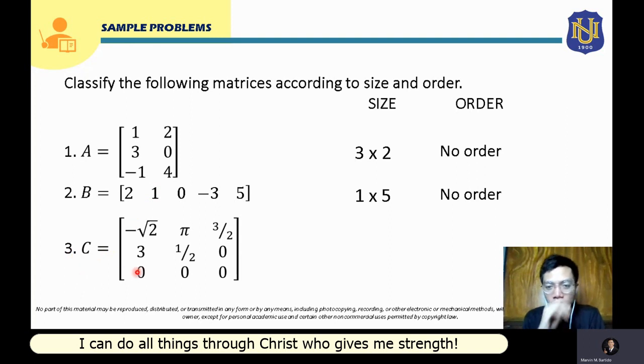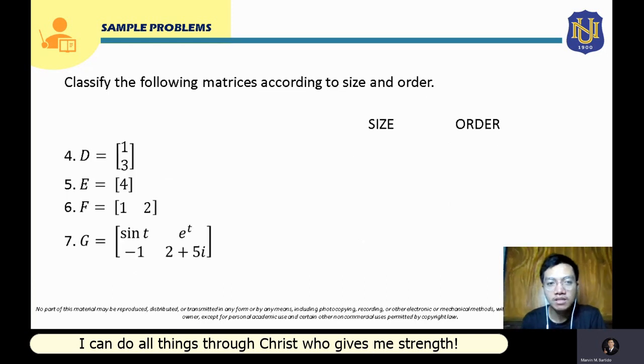Now, for number 3, its size will be, again, row by column. So that will be 1, 2, 3 rows, and its columns will be 1, 2, 3. So this is a 3 by 3 matrix. Now, since this is a square matrix, its order will be its number of rows. So the order for number 3, or for matrix C, is 3.